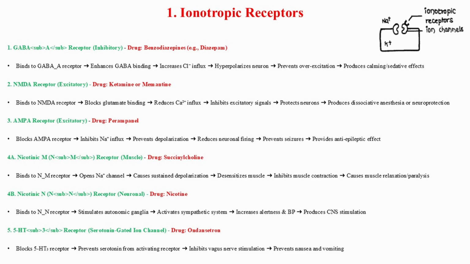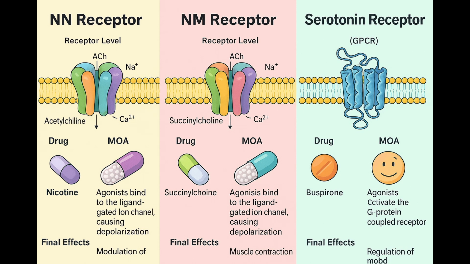The next ionotropic receptors are nicotinic M receptors. These are muscle relaxers. When drugs like succinylcholine bind to these receptors, they open the sodium channels, causing sustained depolarization, thereby resulting in muscle desensitization and relaxation. This is the main reason that before performing surgeries, doctors give these drugs for muscle relaxation.